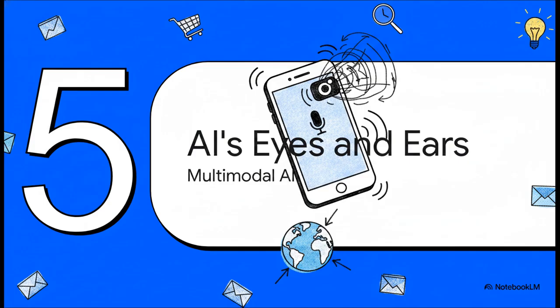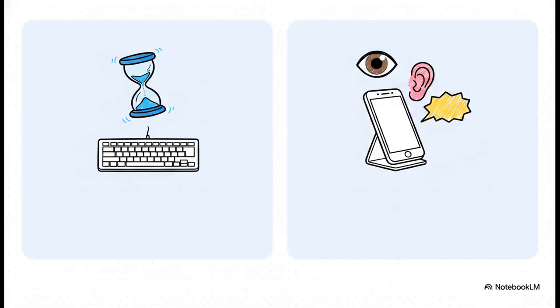Moving on to Section 5, AI's Eyes and Ears, Multimodal AI. Now we are stepping off the keyboard entirely to look at a fascinating feature where AI interacts with the real world using your smartphone. This is the big shift from traditional AI to what we call multimodal AI. Traditionally, you're typing away on a keyboard, waiting, and trying your best to describe a problem in text. But with multimodal AI, you use your voice for a real-time conversation, and you use your phone's camera to actually show the AI the problem. It completely changes the game.